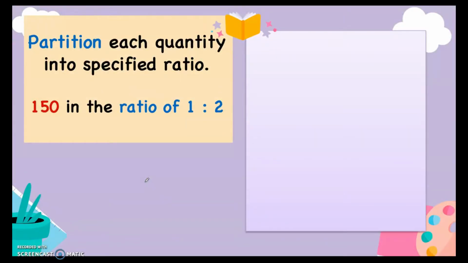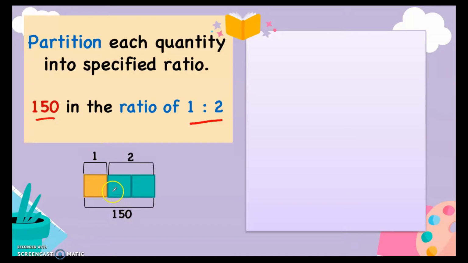We have to partition each quantity into the specified ratio. We have 150 in the ratio of 1:2. Now we are asked to divide 150 in the ratio of 1:2. Now let's visualize it here. We have 1, that is 1 part of the whole, and 2 here is 2 parts of the whole, and that whole is 150. So following the steps, first you need to add the terms in the ratio. So we have here 1 plus 2 is equal to 3.